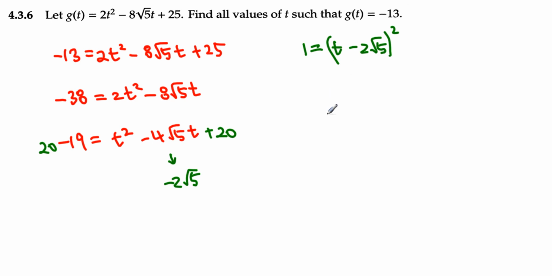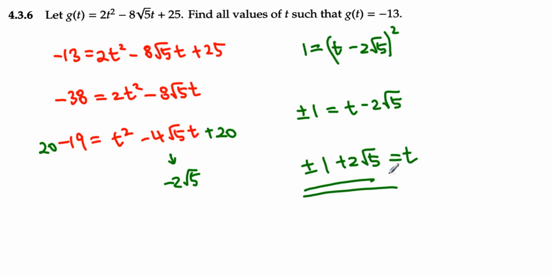Then when I take the square root from both sides, then I get plus or minus 1, which will be equal to t minus 2 square root of 5. Now to have the t by itself, I have to add 2 square root of 5, so I'll be getting plus or minus 1 plus 2 square root of 5. That should be the value of t.